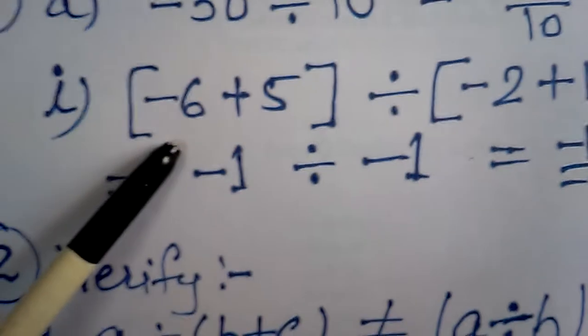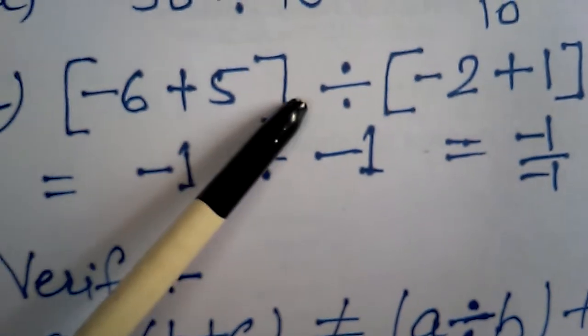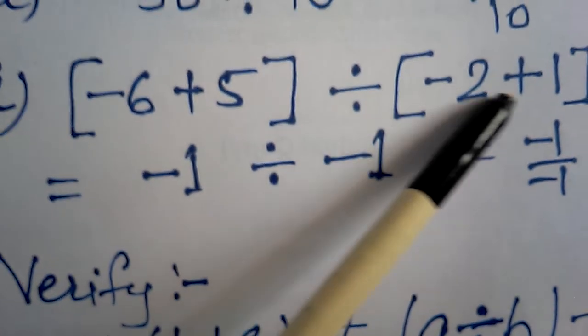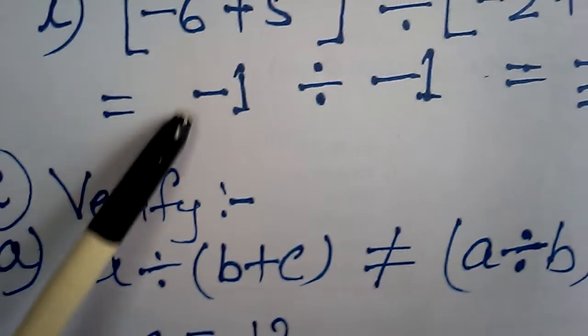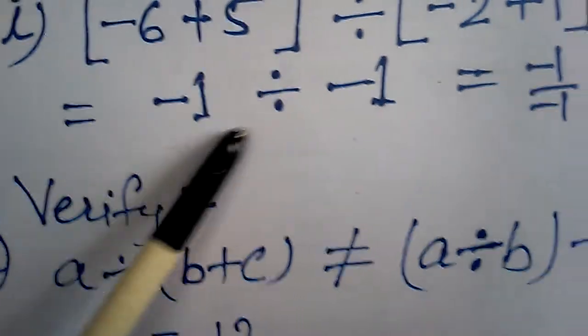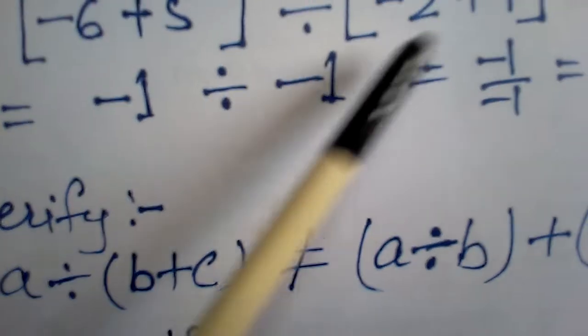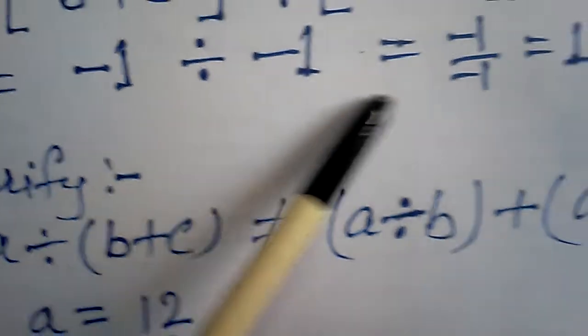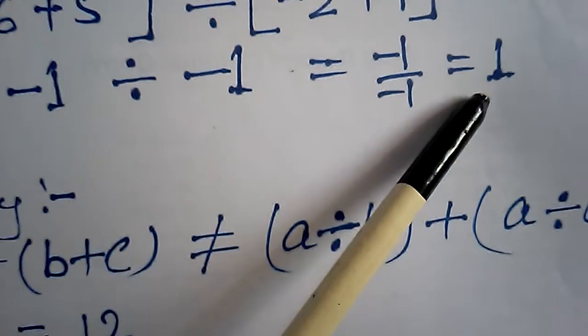One more question. Minus 6 plus 5 divided by minus 2 plus 1. Here minus 6 plus 5 minus 1 divided by minus 2 plus 1 minus 1 is equal to 1.